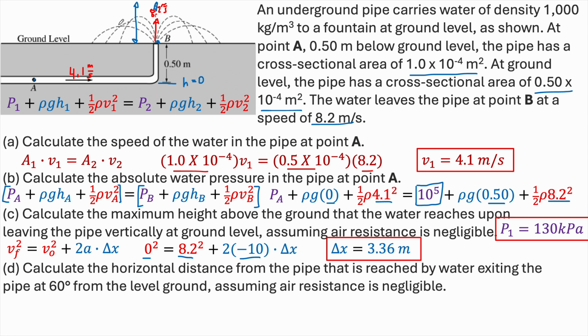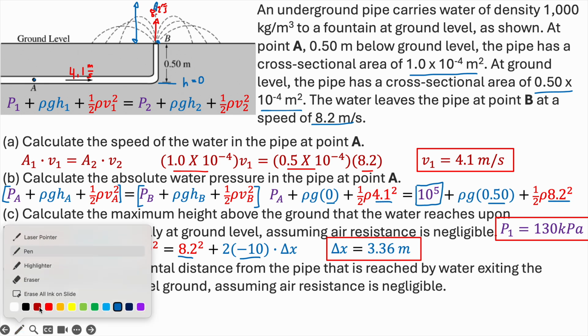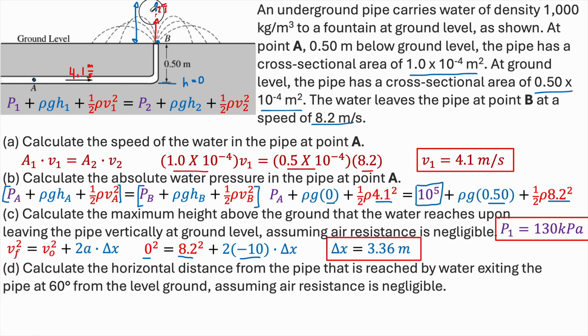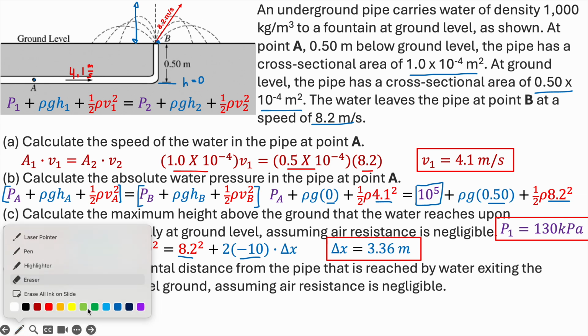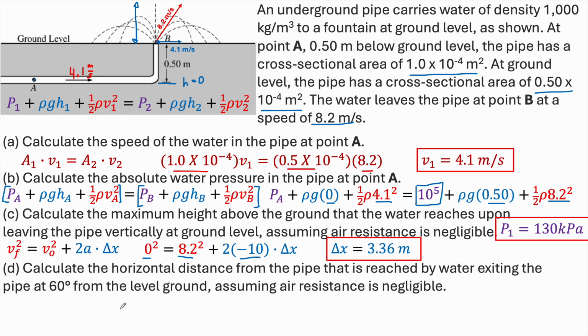Calculate the horizontal distance from the pipe reached by the water if it's launched at 60 degrees. For this one, I'm going to erase this just for clarity for a second. We actually have to do a little bit of trig. So assuming this is the water that's leaving at 8.2 meters per second at that particular angle, we can break that into its horizontal component, 4.1, and its vertical component, 7.1. How do I get those numbers? Just by using trig and the 60-degree angle down here.